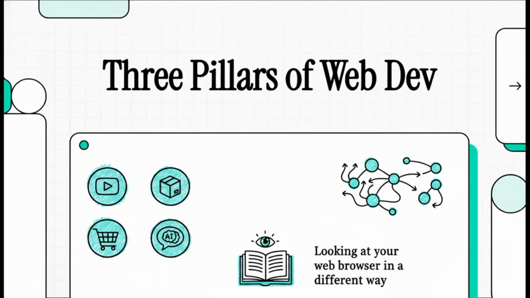Welcome to this explainer. Today, we're doing something really cool. We are going to demystify the magic behind the everyday websites we literally all use. Sites like YouTube, Amazon, and ChatGPT. We're going to do this by breaking down the absolute core technologies that power them.